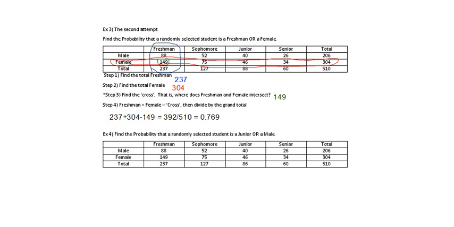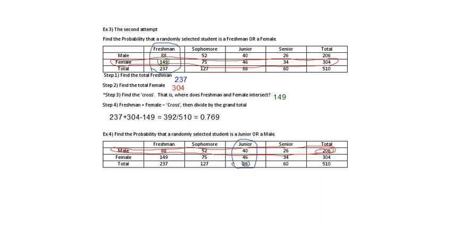All right, let's try this again for junior and male. So I'm going to circle the juniors. And I see that the total is 86. Okay. Now I'm going to circle all the males. And I see the total for males is 206.